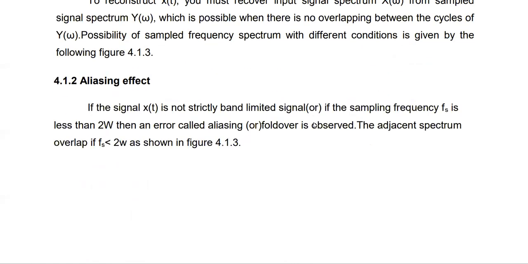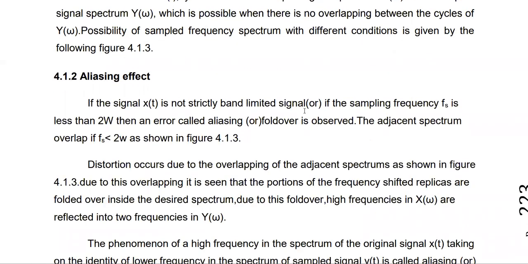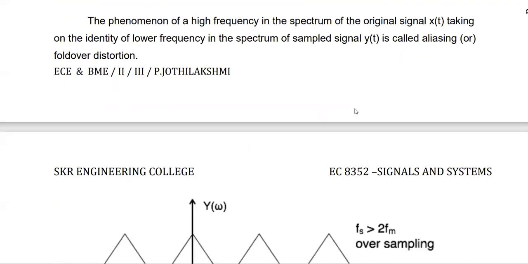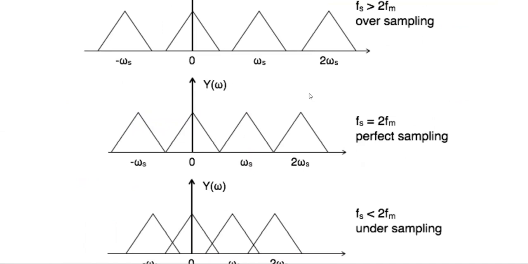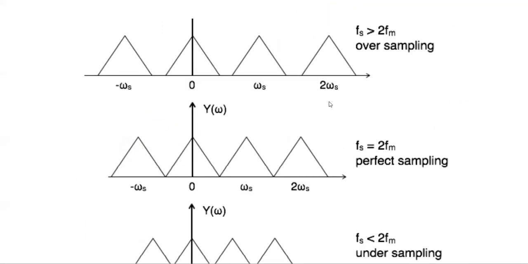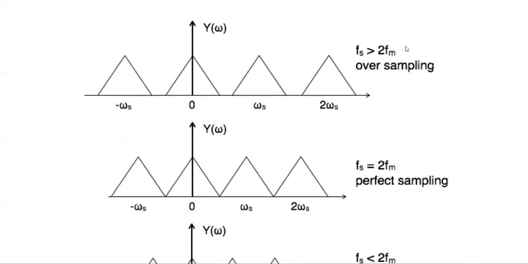That full thing we explained in a very detailed manner in that video. If you want to study more about the sampling process, you go to 4.1 in the signals and systems playlist, the 4.1 sampling process, and study. You see these are the spectrums obtained for different sampling frequencies.